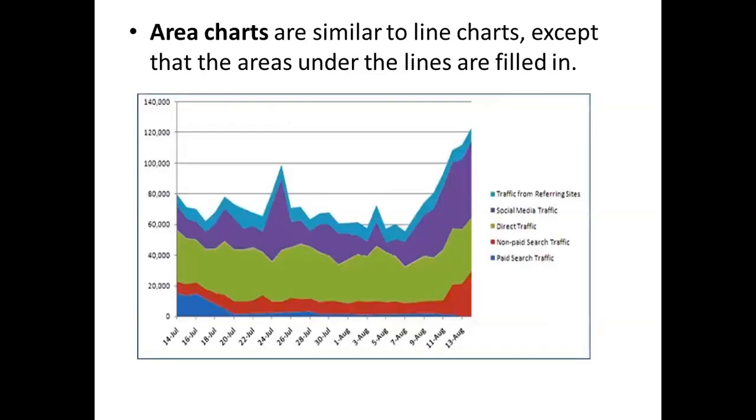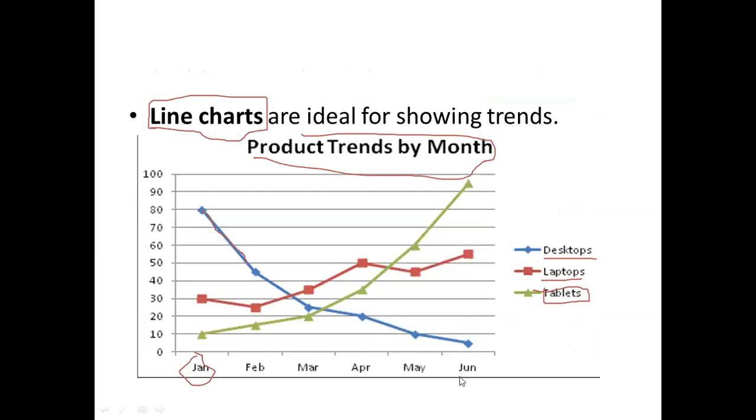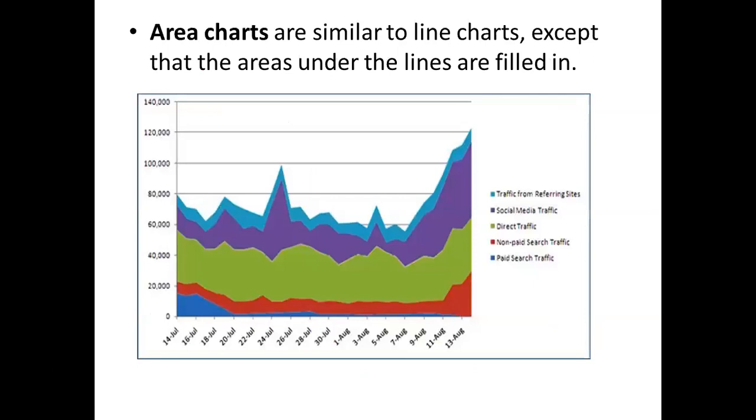So there's also another type of chart that is very, very common, and that's the area chart. These area charts are similar to line charts, except that the areas under the lines are filled up. The line charts we looked at earlier were just displaying lines, but this area chart nicely shows that it is also taking into consideration the areas underneath.